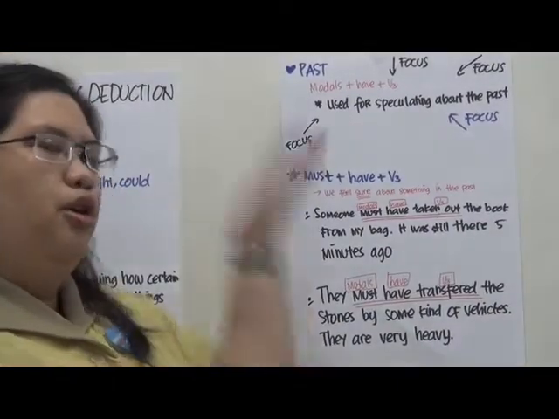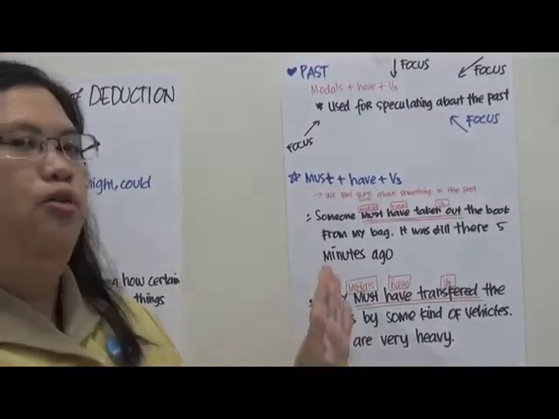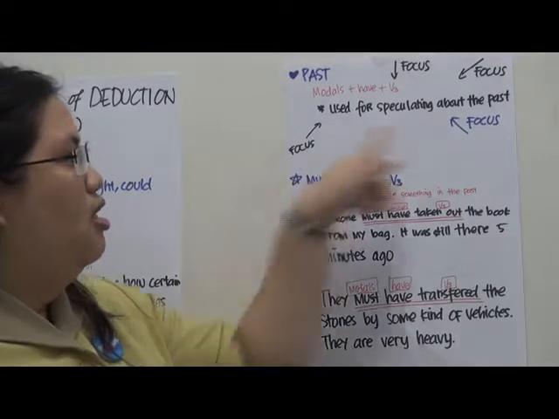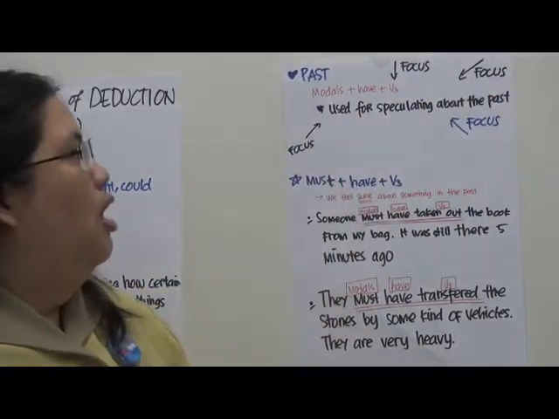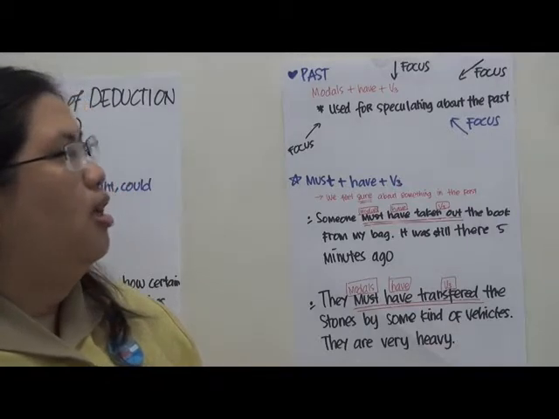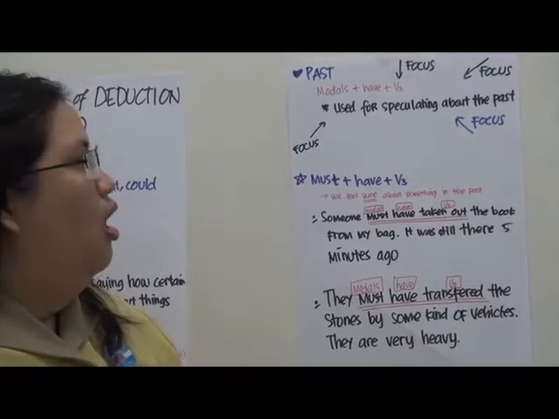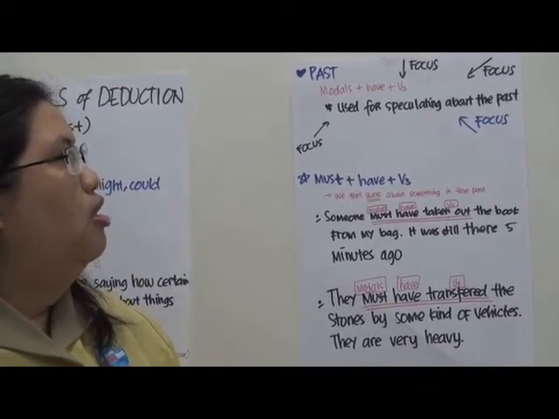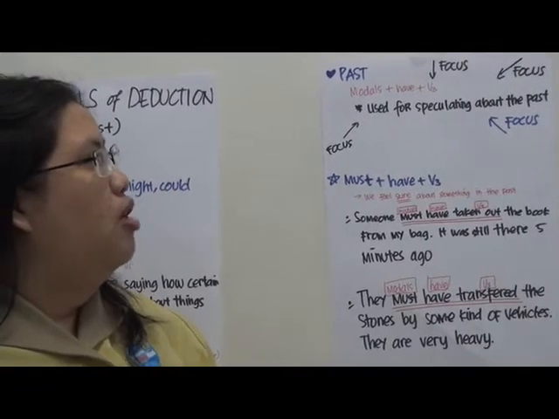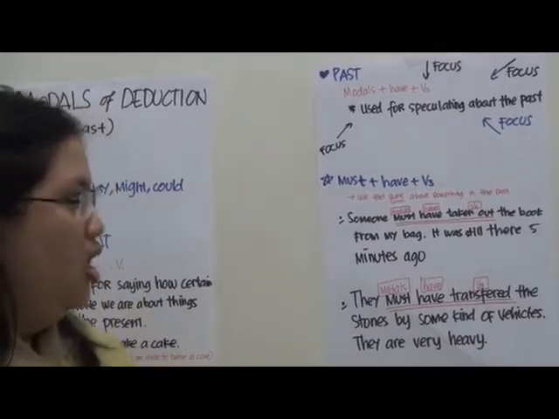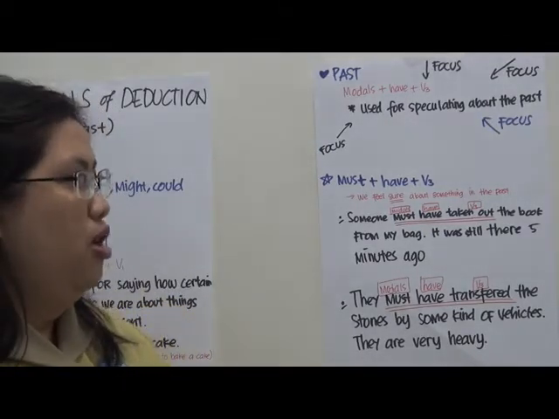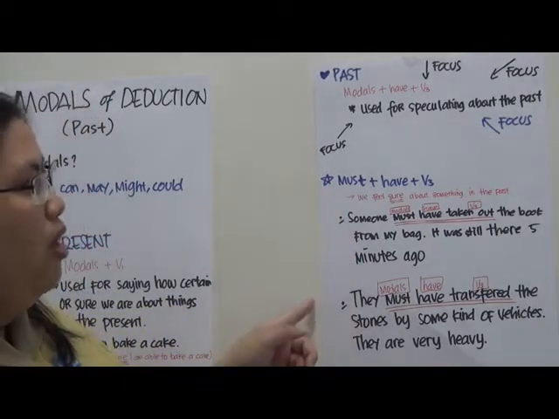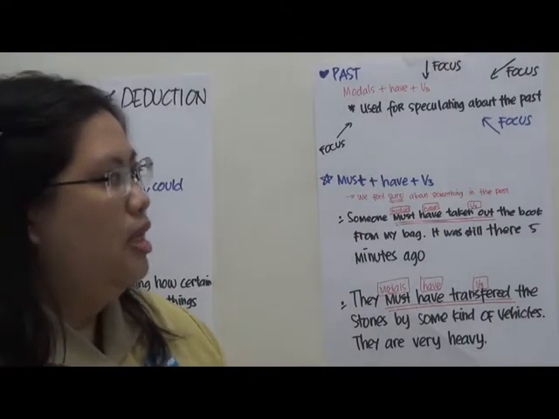But we're not going to talk about the present. Now we're going to focus on the past. These are our focus. Okay, past. This is a bit different. Modals in the past form, we're using modals plus have and verb 3. That means you have to remember the verb 3. Okay. We have some examples.